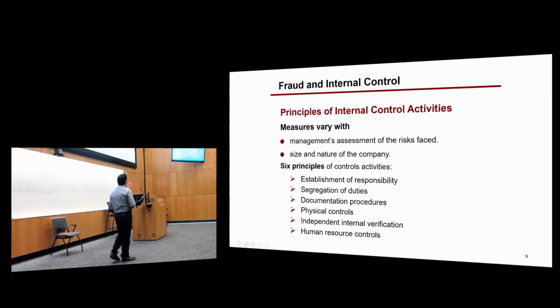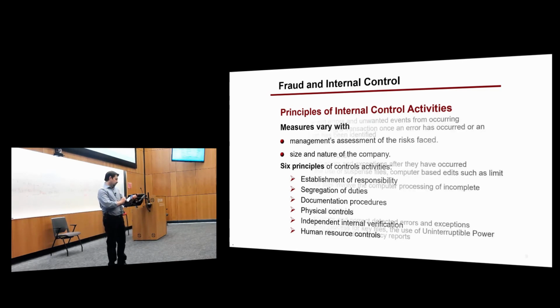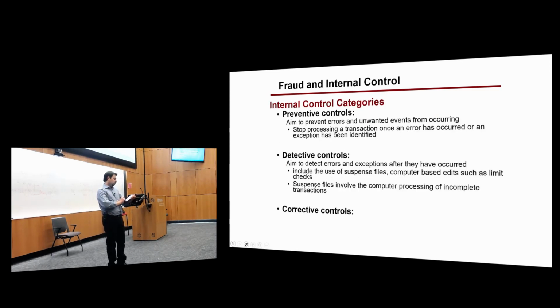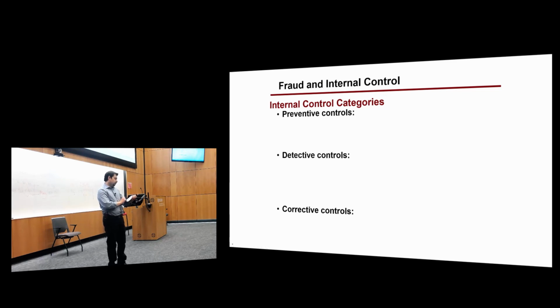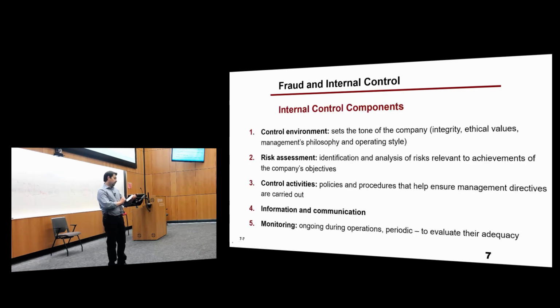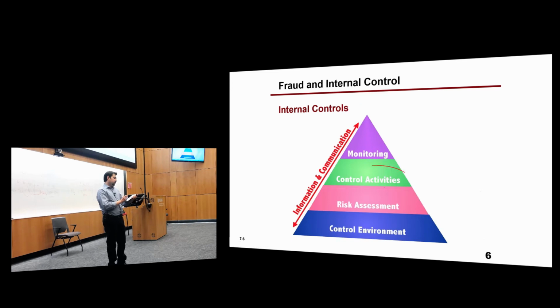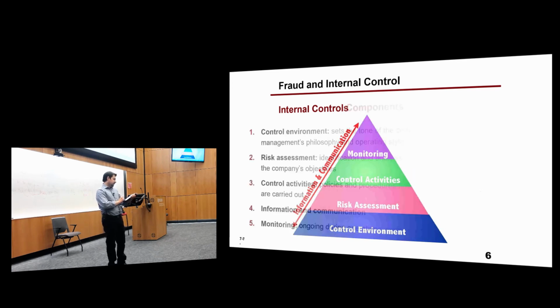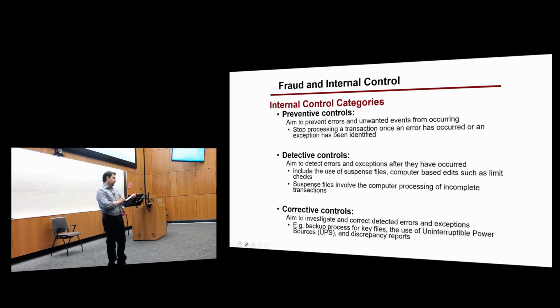Okay? So there are 6 principles usually associated with internal control activities. We will be focusing on internal control activities. You remember we had 5 components, right? These are the ones here, the pyramid. Those are the 5, okay? We will be focusing on this one here, because those are the procedures that the companies actually implement to do that.